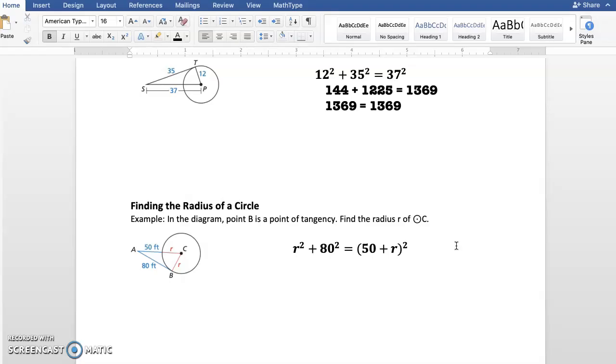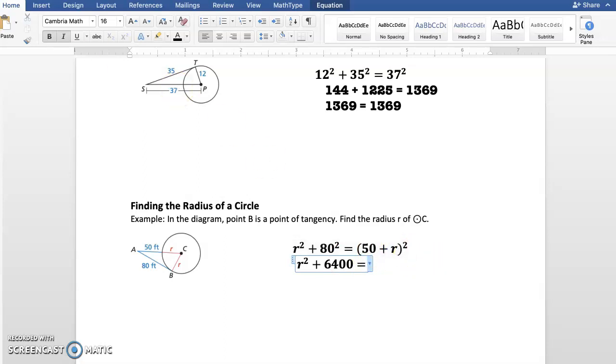So unfortunately, we can't do too much on this side except for simplifying whatever 80 times 80 is, which would be, hold on, let's delete that out. 8 times 8 is 64. We add 2 zeros, and it's going to equal 50 plus r squared.